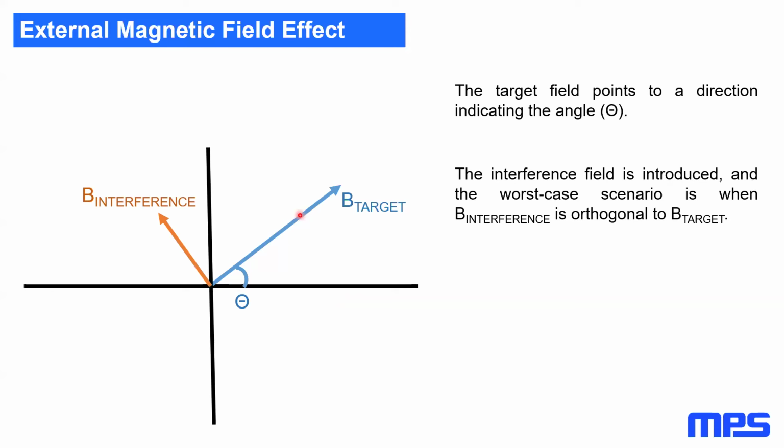If I've got an interference field now, a permanent magnet from the outside that creates a magnetic field in this direction, which just happens to be the worst case direction. When B interference is orthogonal to B target, that's the worst possible case, right? Because if I have a field in the direction of B target, hey, great, I got lucky. The amplitude will change, but we don't care. We're not looking at the amplitude. We're looking at the angle.